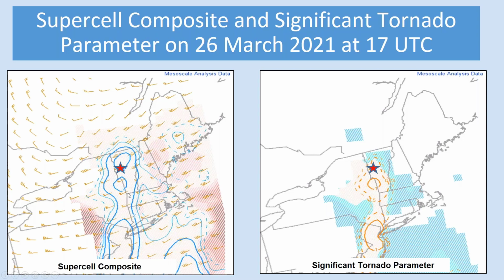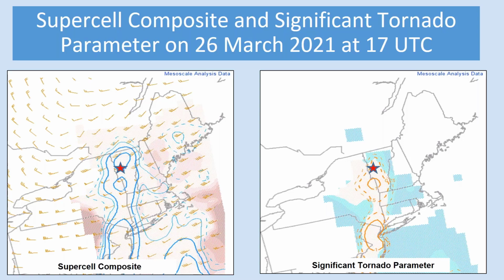We had anywhere from 5 to about 1,000 joules of CAPE, and that combined with pretty favorable shear parameters to produce this axis coming up the Champlain Valley. And very similar for the significant tornado parameter. We don't see indices like this very often because usually we're lacking some sort of ingredient for significant thunderstorms or tornadic thunderstorms.